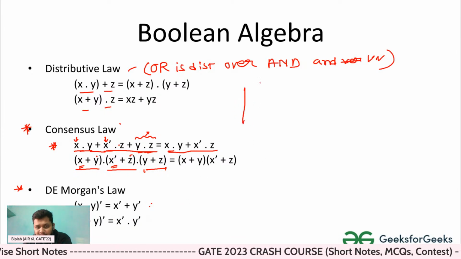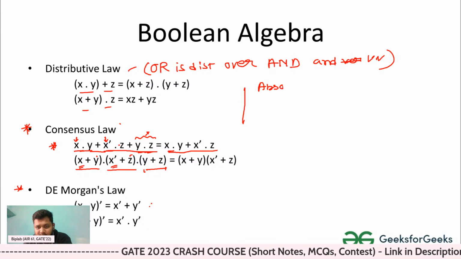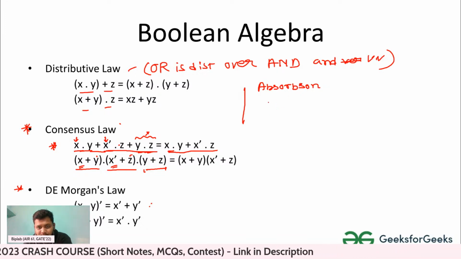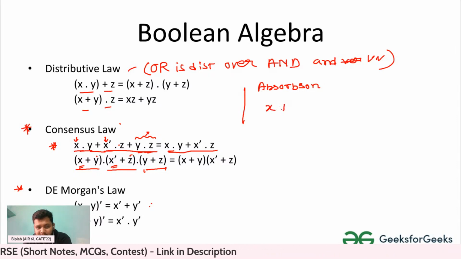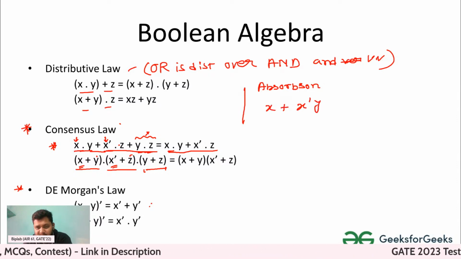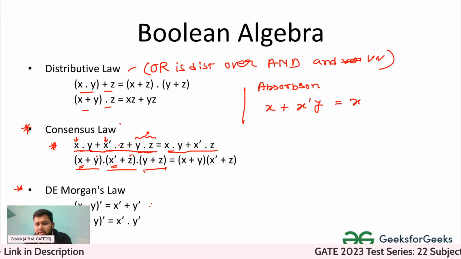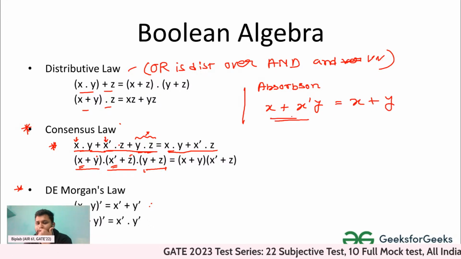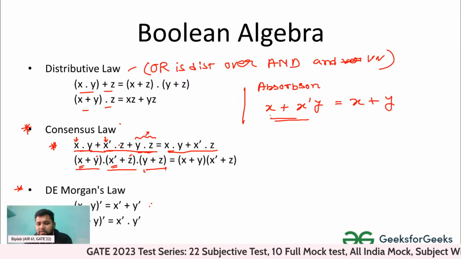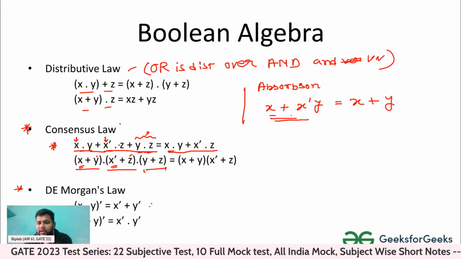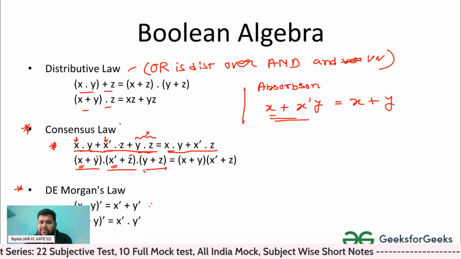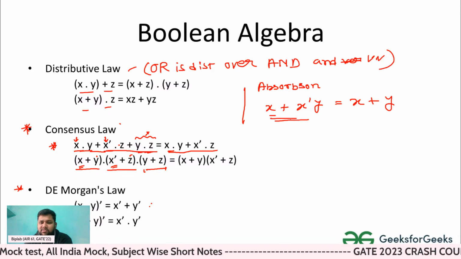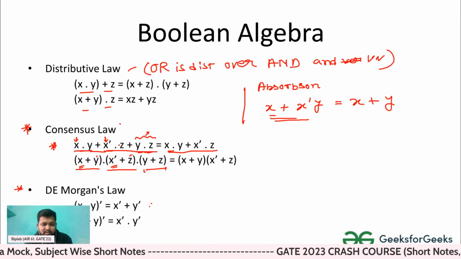Another one is the absorption law. Okay, which says x plus x bar y is equal to x plus y. This formula is also important. Sometimes you just have to look at this formula and you can solve many problems using this absorption law. And the same is applicable if you replace plus with dot and dot with plus. Okay.